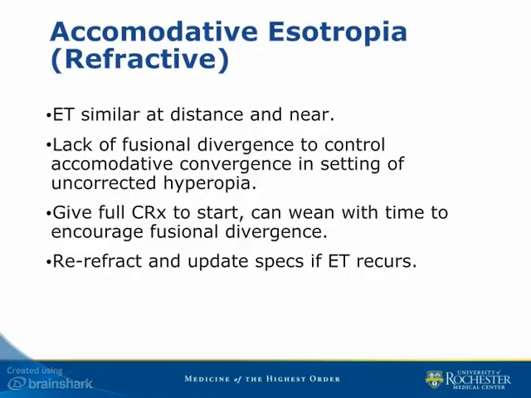For the typical accommodative esotrope, the esotropia is similar at distance and near, and it's thought that uncorrected hyperopia leads to accommodative convergence, and if there's a lack of fusional divergence, the eyes cross. I typically give the full cycloplegic refraction to start unless they're very hyperopic, and you can then wean the prescription with time to encourage fusional divergence. I will re-refract the patient and update the glasses if the esotropia occurs in their current glasses.